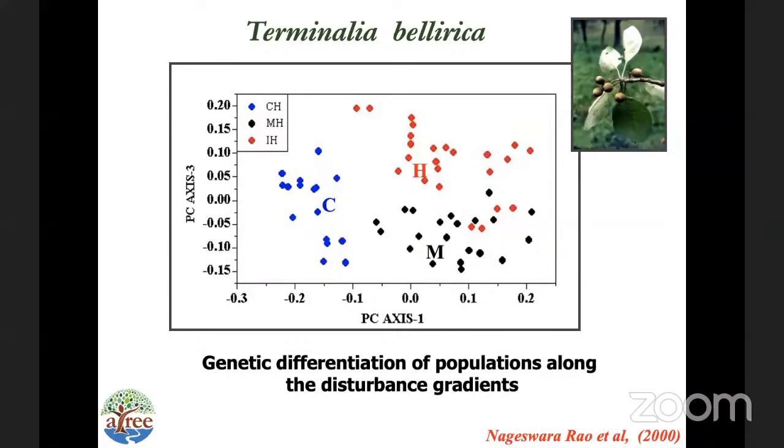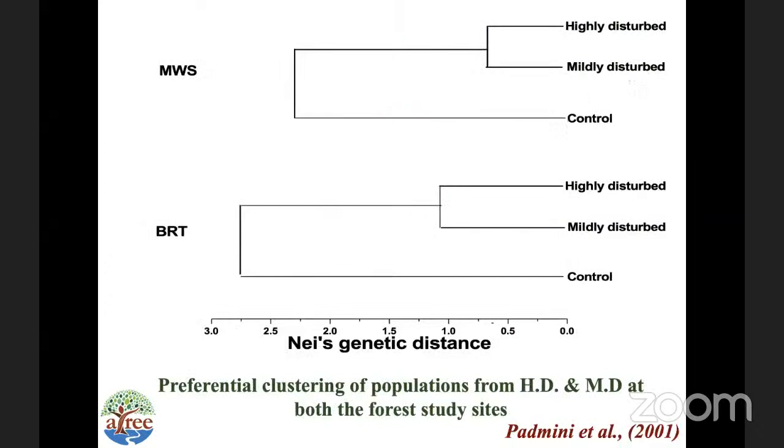And this was also done a long time back in another species called Terminalia bellirica, where they have seen that because of harvesting, there has been genetic differentiation of populations. That is, the control population had very different genetic diversity compared to those outside. They did the study in BR Hills and Male Mahadeshwara Wildlife Sanctuary, where they showed that the control populations were unique because they were not harvested, whereas highly disturbed and mildly disturbed populations had completely different genetic diversity. They showed that the genetic diversity of those populations was very low.